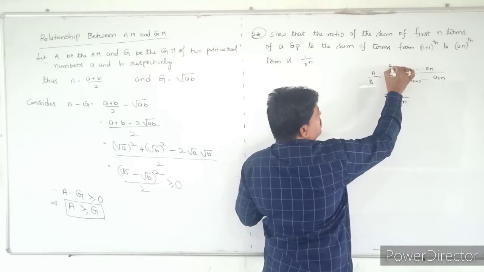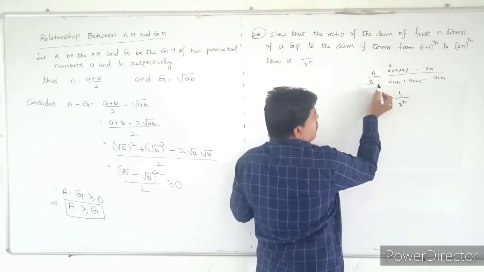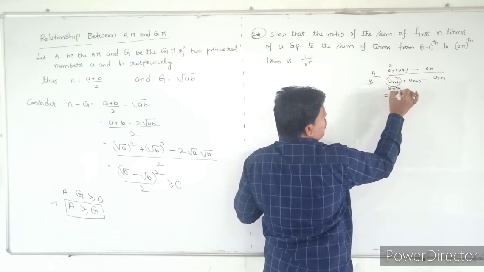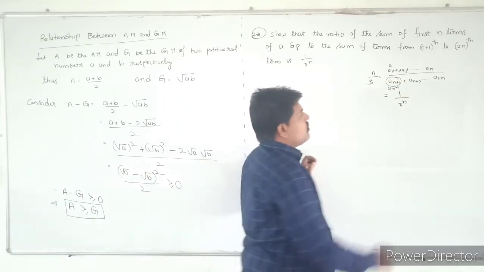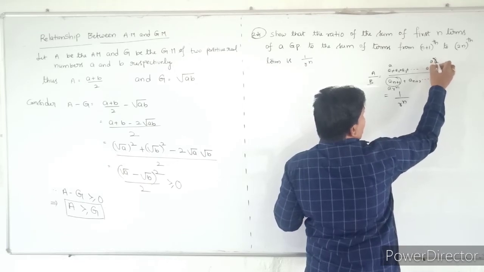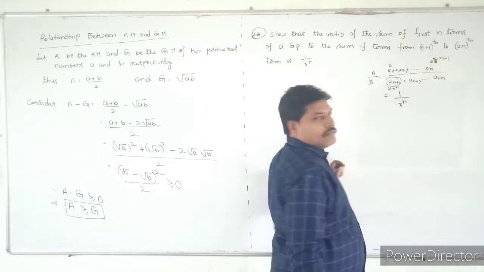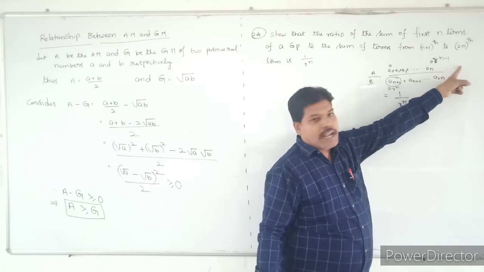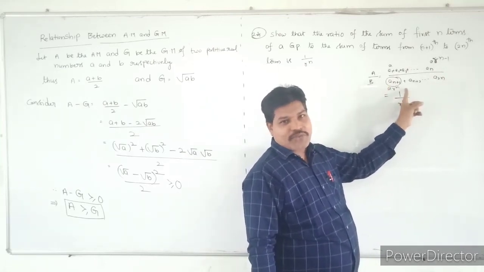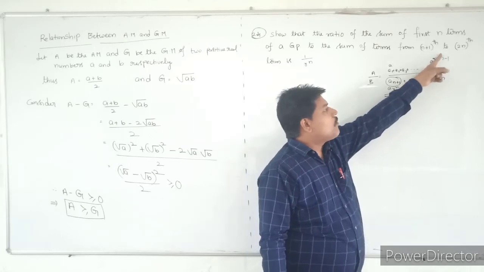What is the first term? I will take a. But in the second series, what is the first term? It is a into r power n. Why? Because what is the nth term? The nth term is nothing but a into r power n minus 1. What is the next term? A into r power n. Do you understand, students?